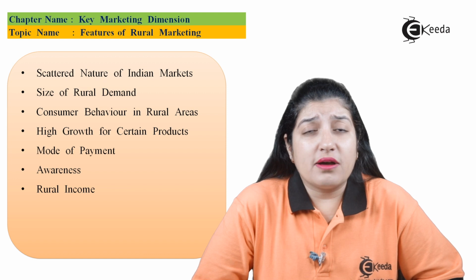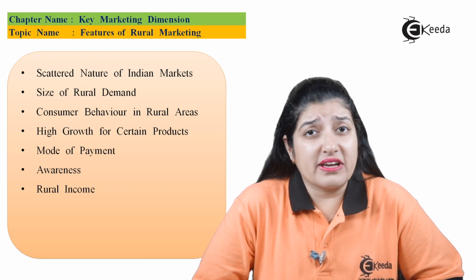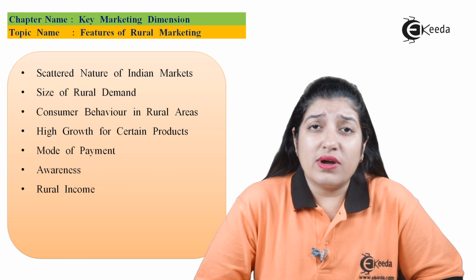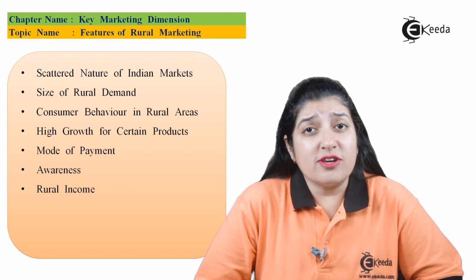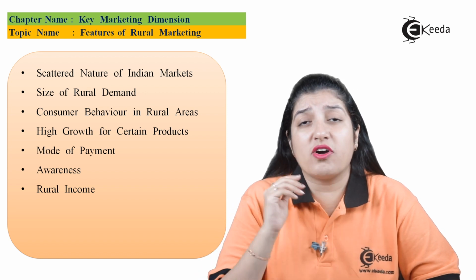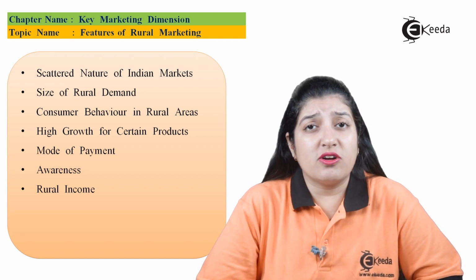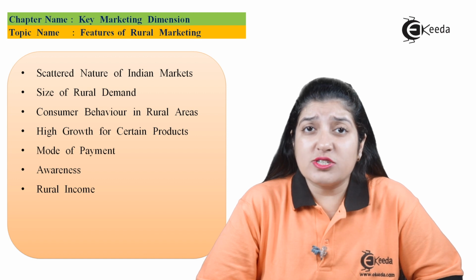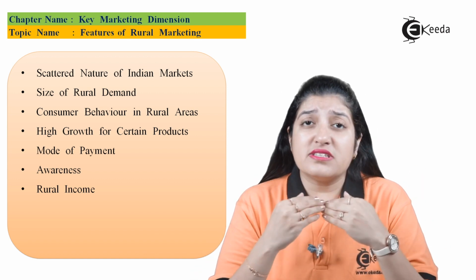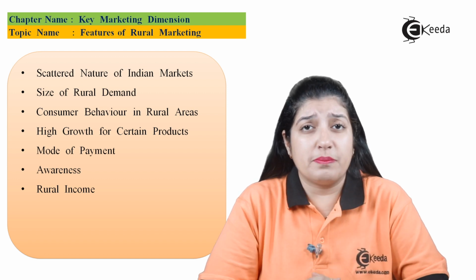Next point is rural income. Now, rural income is majorly from agricultural and allied activities. One more observation is many of the rural youngsters and young adults are now moving to urban areas in order to find jobs. They are also transmitting their urban income to the rural people. This is also a major source of income for rural people.